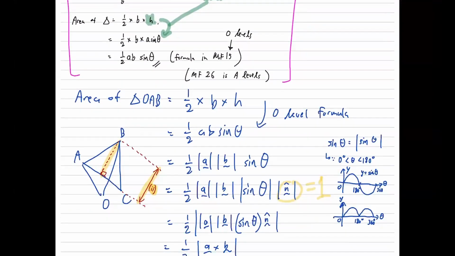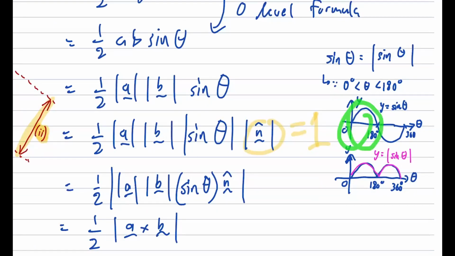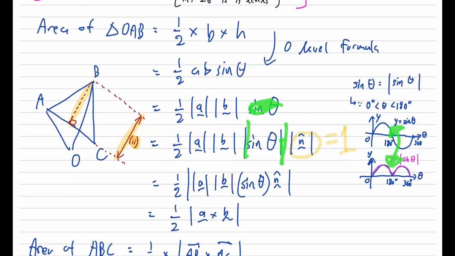So what you need to realize is that in triangle OAB, it's just half AB sine theta. That means you can reinterpret it as the length of vector A, the length of vector B, and then sine theta. Since theta, the angle between two vectors, is by definition always between 0 degrees and 180 degrees, if you look at the sine theta graph versus the y equals modulus sine theta graph, and you restrict the domain to just 0 to 180 degrees, they are the same. Which means that sine theta here can be replaced with modulus of sine theta.